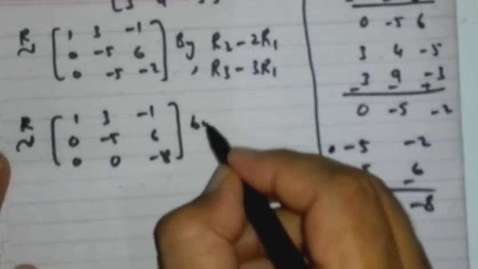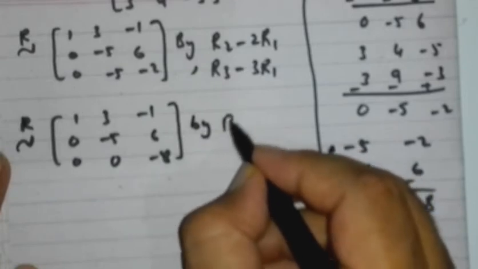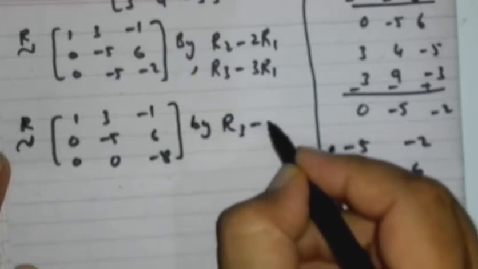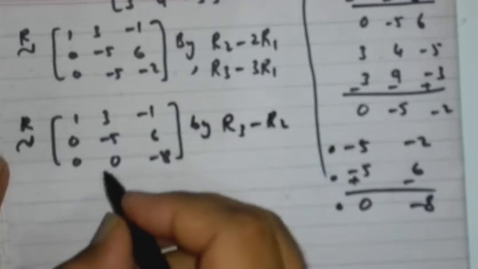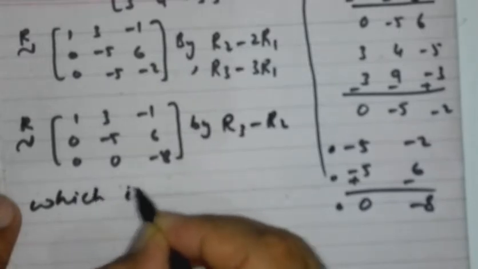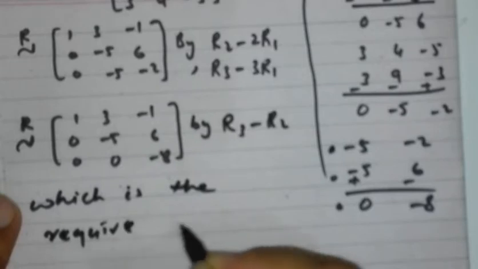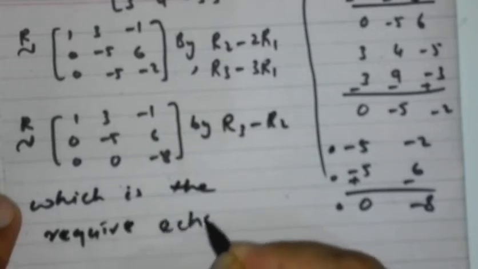How? By row 3 minus row 2. Now look, 0 0, it is the required echelon form.